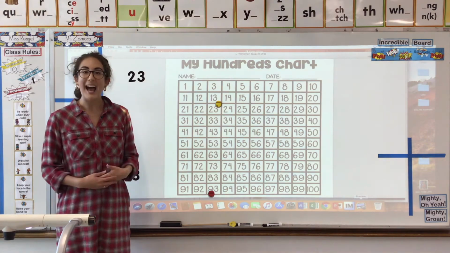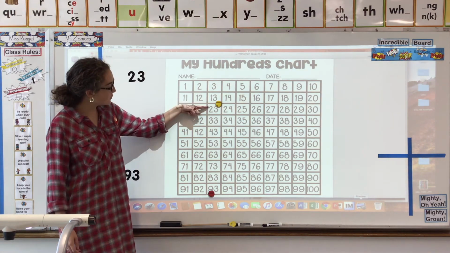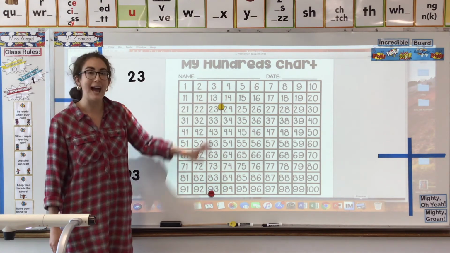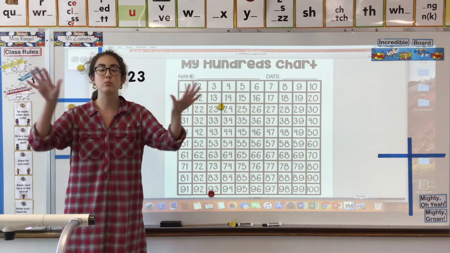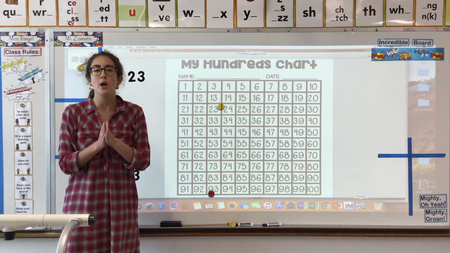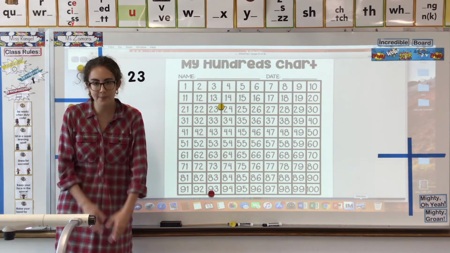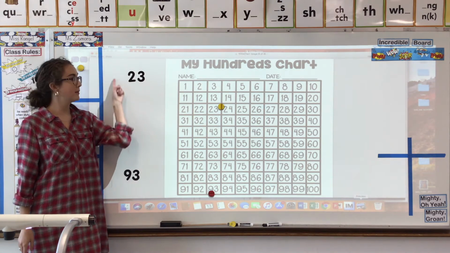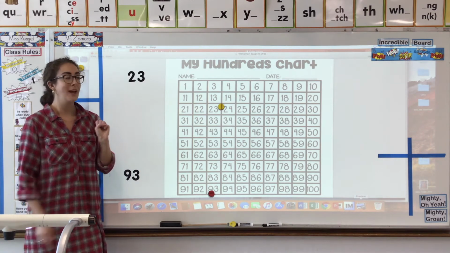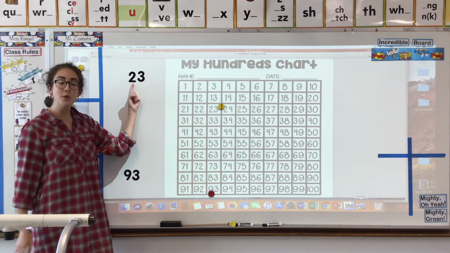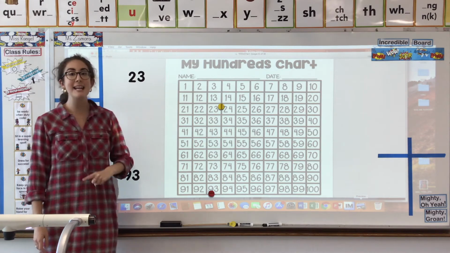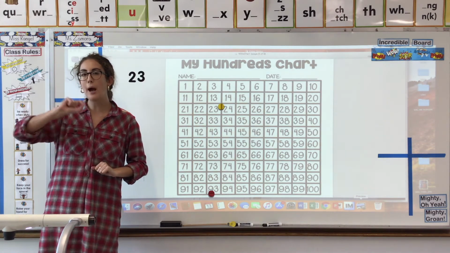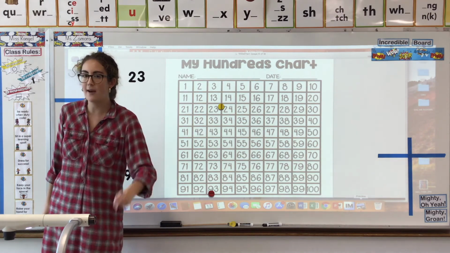Okay, Super Scholars, as we skip count by tens, from 23 to 93, I want you to move your counter as we count. But I really want you to pay attention to the tens place. So in 23, what number is in the tens place? The 2. The 2 is in the tens place. So that is the number that's going to be changing. So I want us to skip count by tens and look at that place value. Here we go.